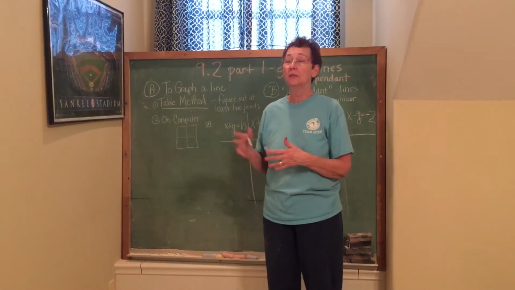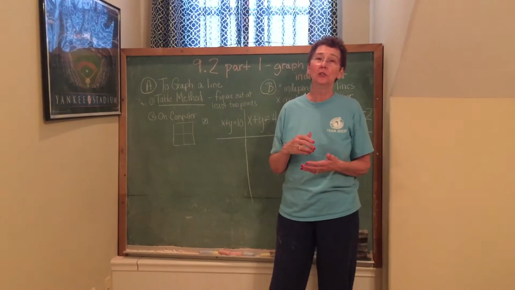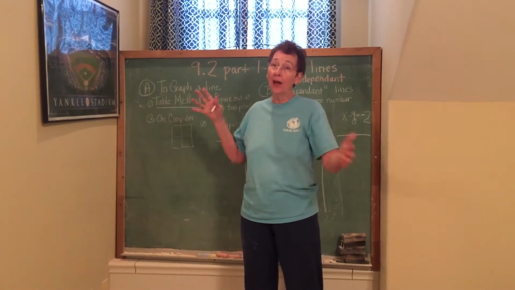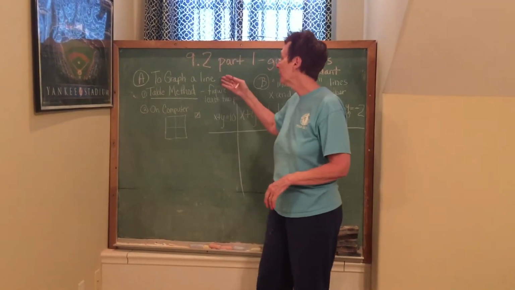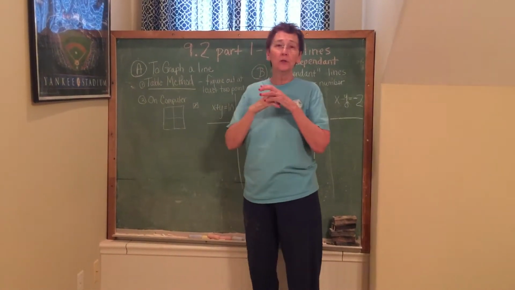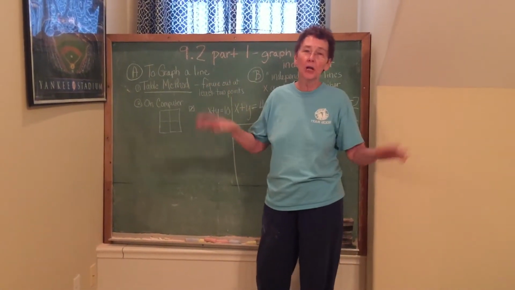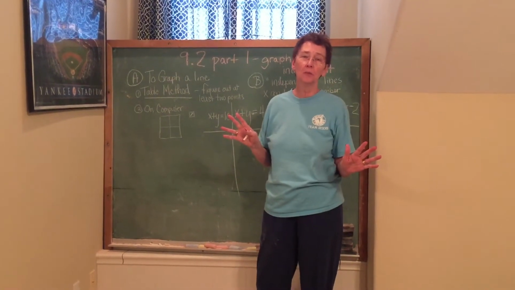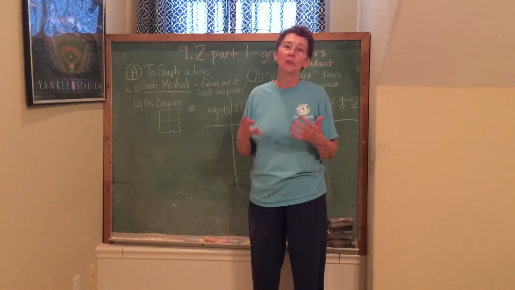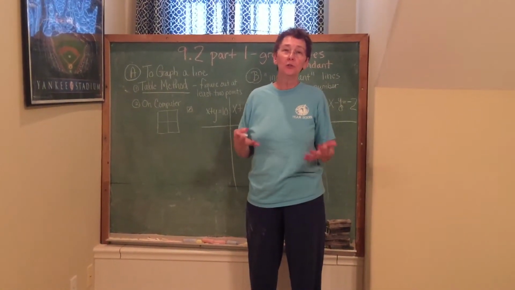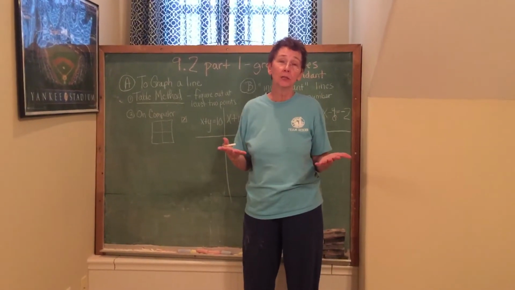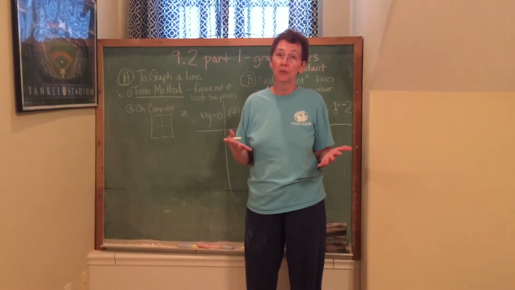Okay, so in section 9.2, now instead of just graphing one little dot, we're going to be trying to graph a line. In order to graph a line, we're going to use the table method. We're not using slope, we're not using y-intercepts, we're not using any of that stuff that you may remember from your previous algebra class. In this class, we're going to use the table method. I want you to try to use that table method. If you can use the others, yay for you, but table method's really the simplest way to do it. And so that's what we're going to be talking about.